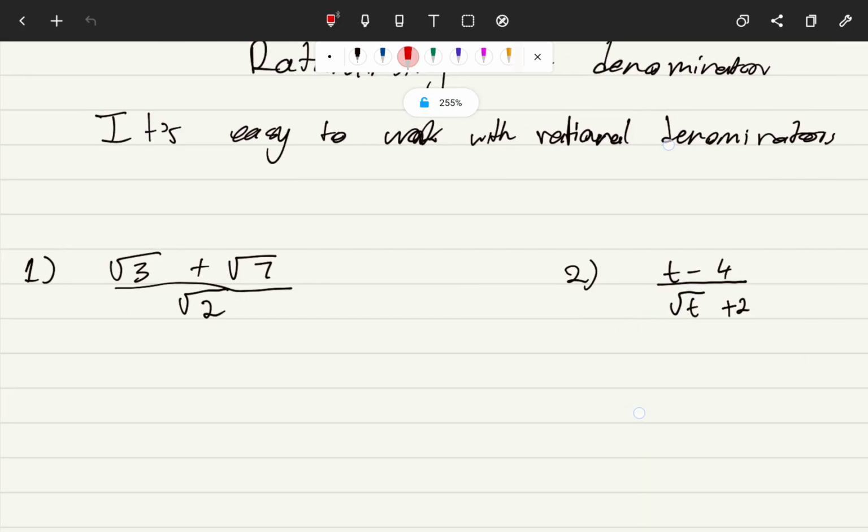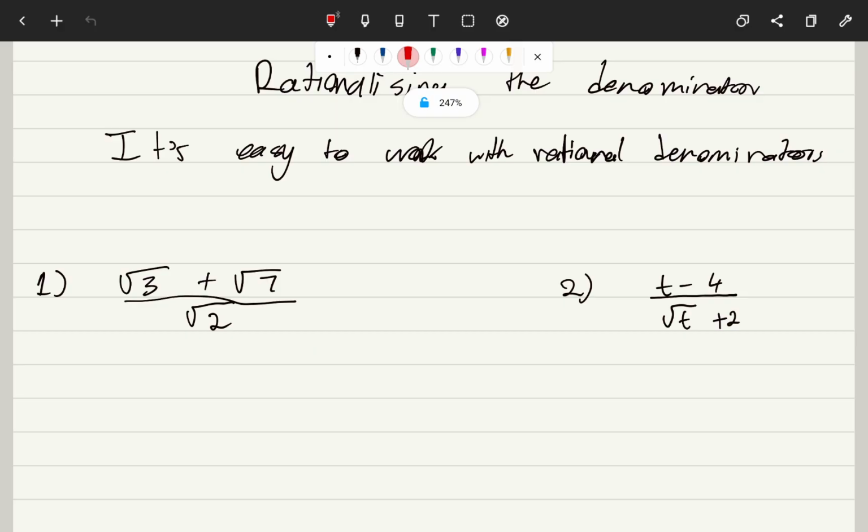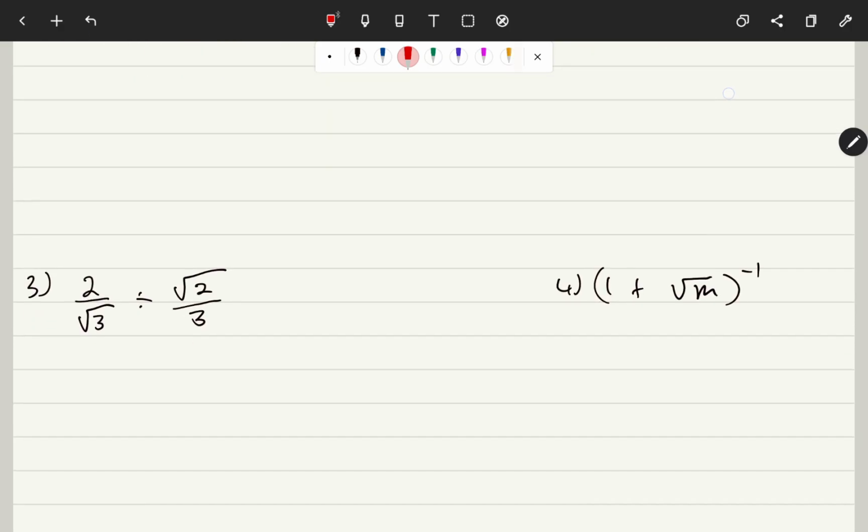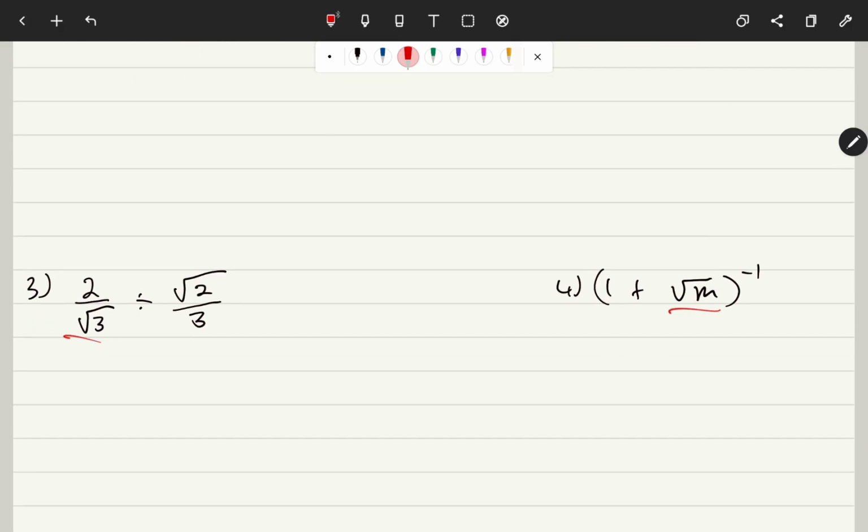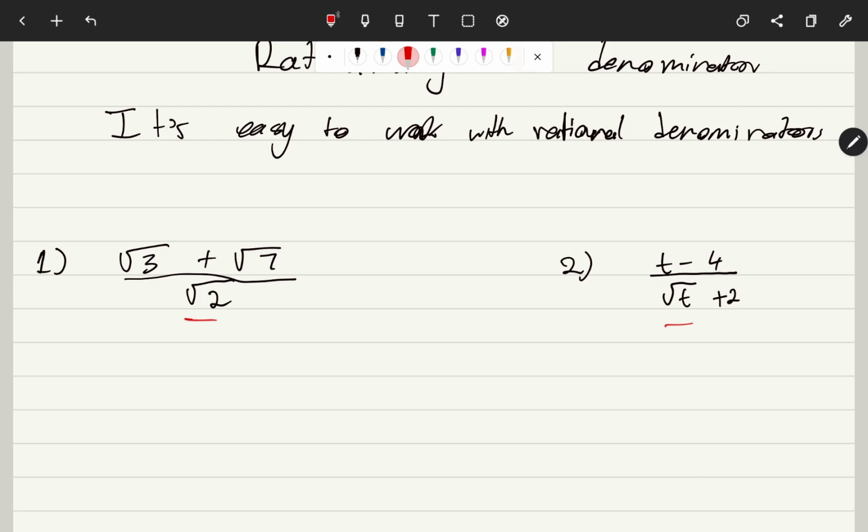Let's quickly do rationalizing and we'll be done with this section. When you rationalize, you're rationalizing the denominators. It's easier when you're working with a rational denominator than denominators that have surds. As you can see here, we have surds. So it's just easier to work with rational denominators. That's the whole concept of rationalizing. The best way for me to show you how it works is to do a problem.